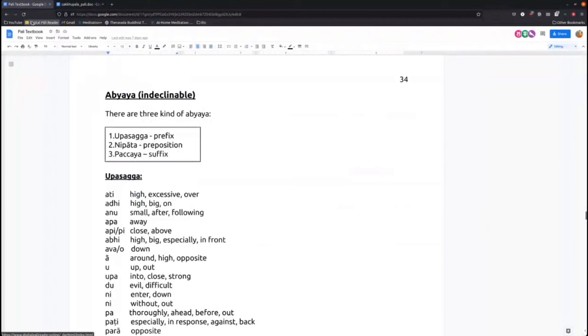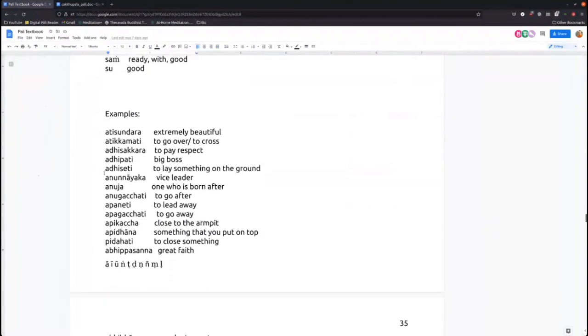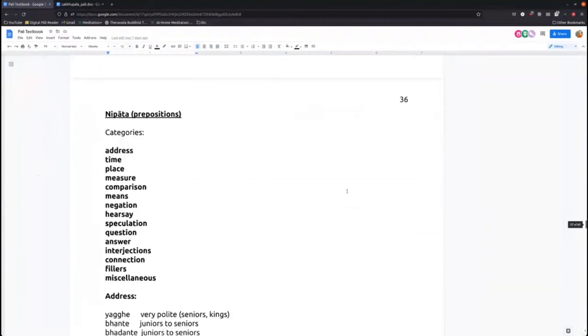So abhyaya, indeclinables, are not just words. They're not just indeclinables, they're also prefixes and suffixes. So they're kind of like the stuff that doesn't fit in with the declensions. And they're not just words. These are the only ones that are words. Upasagga and paccaya, the thing is they don't change. Like look at the suffixes.